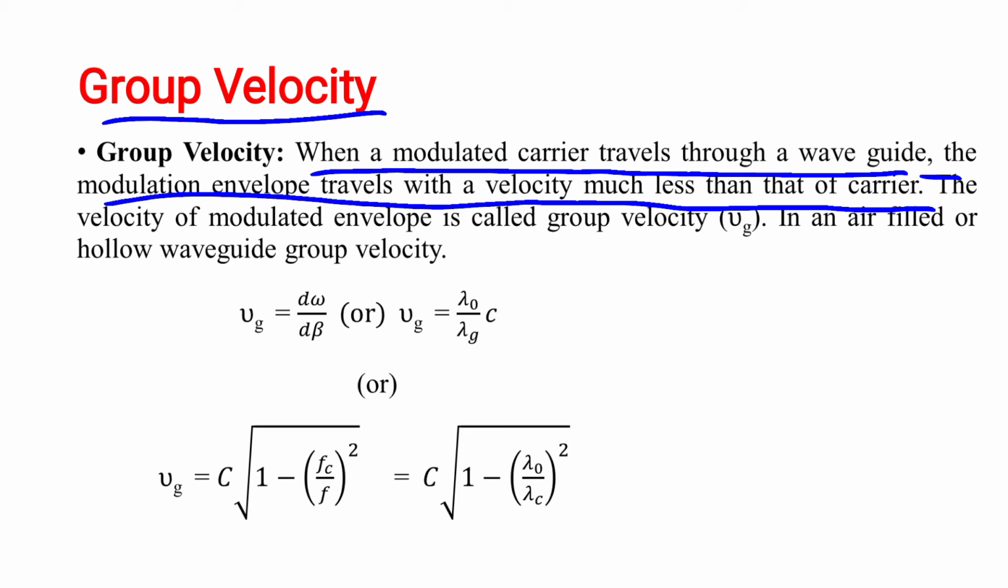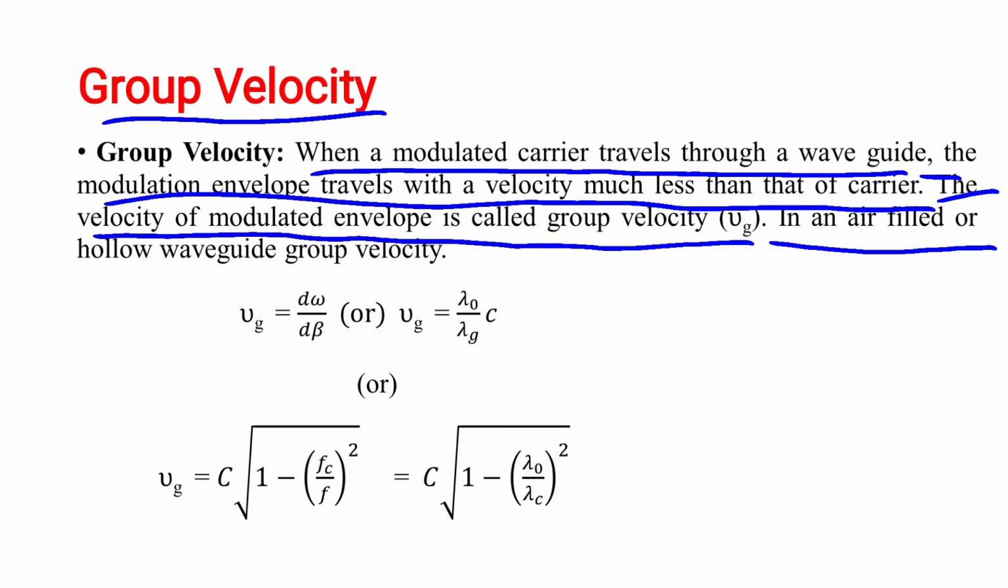In a modulated signal we have two signals, one is the message signal and the other is the carrier signal. Here the message signal and carrier signal have different frequencies. For that reason, these two signals travel with different speeds. Observe, the modulation envelope travels much slower than the carrier. That means the message signal travels at a lower speed than the carrier signal. Then the velocity of the modulated envelope is called group velocity.